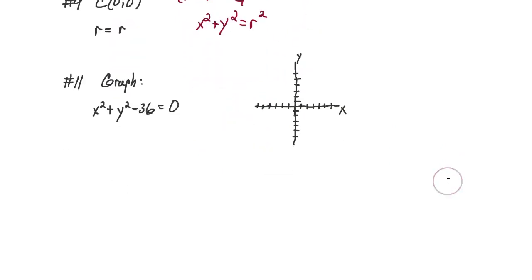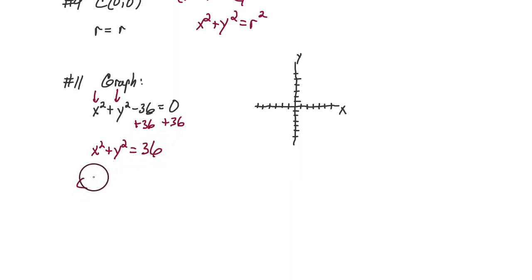Number 11, this time we're given an equation and we're asked to graph it. So because there's an x squared and then a plus and then a y squared, it has the look of a circle. But our general form for a circle has the constant on the right side. So the first thing we need to do is add the 36 to both sides. We have x squared plus y squared is equal to 36.